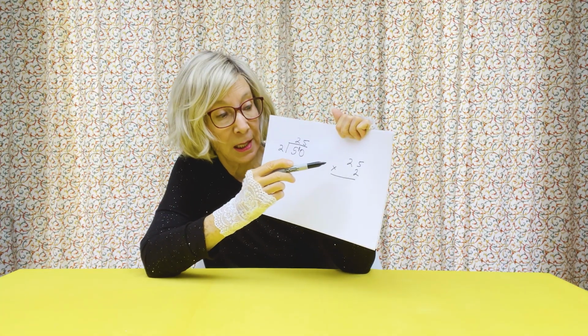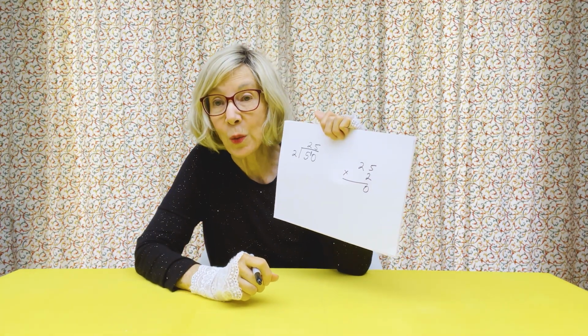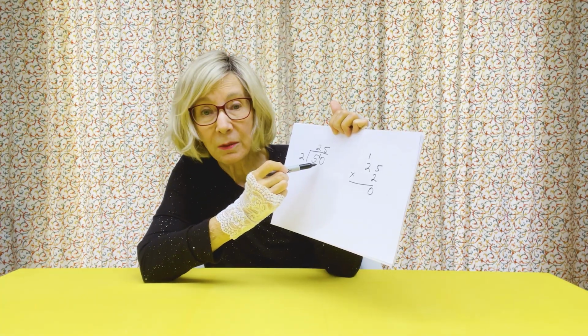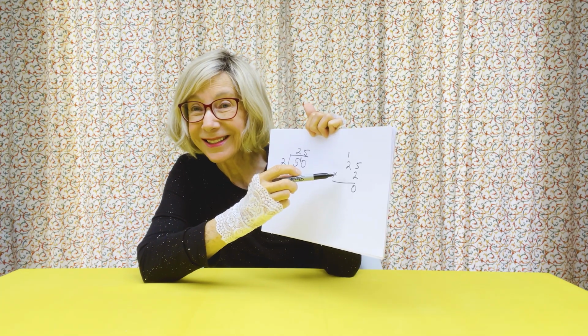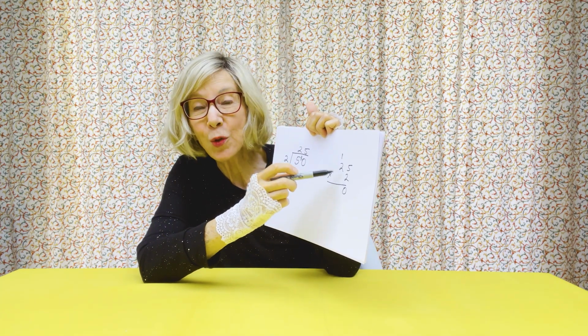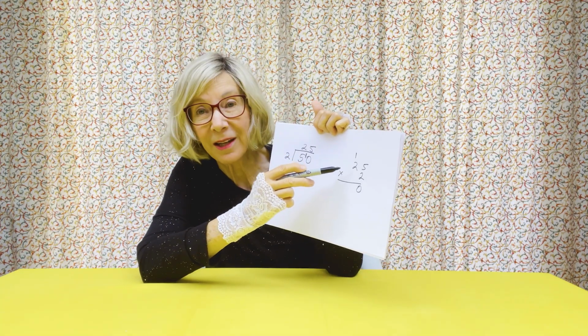Here's 25 taken 2 times. Okay, we're going to do some carrying now. So 5 times 2 is 10 in the units place. And then we need to put this 1, the one that was here, in the tens place. These are the 2 tens, right? Good. So now we have 2 times 2 is 4. And 1 more 10 is 5.